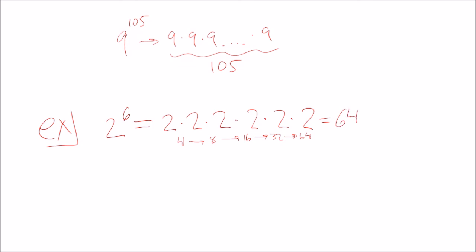Let me give you one more example here before we go. So we have 4 to the 3rd, which will be 4 times 4 times 4, which is equal to 64.